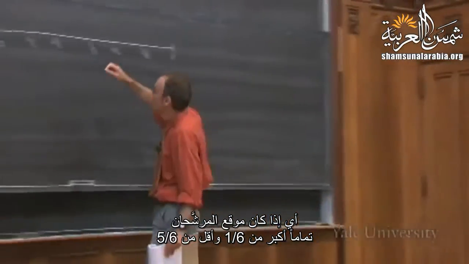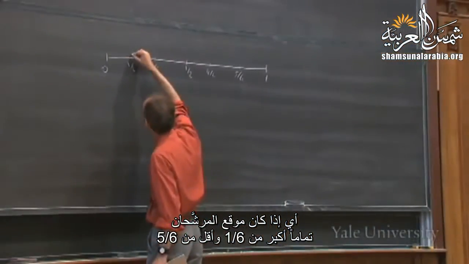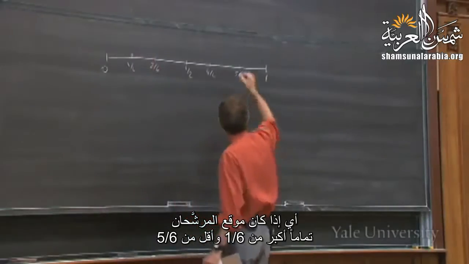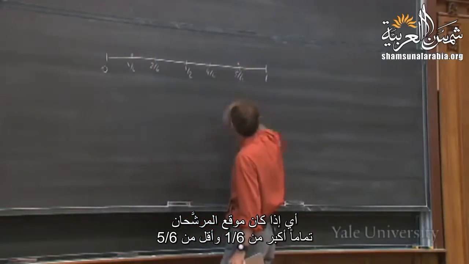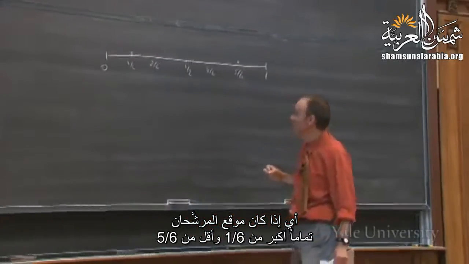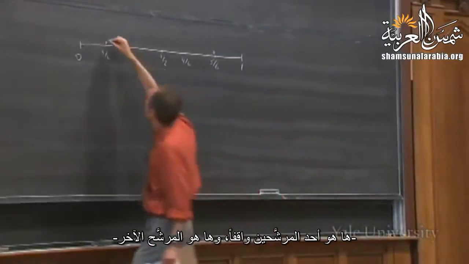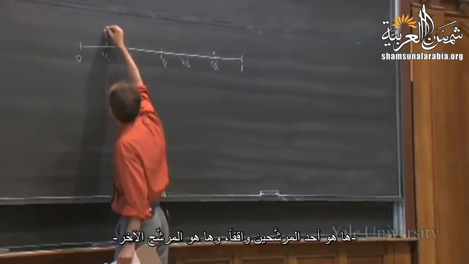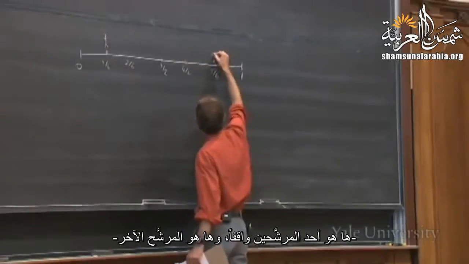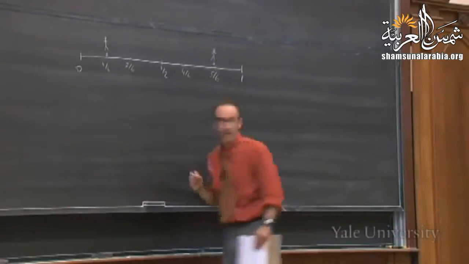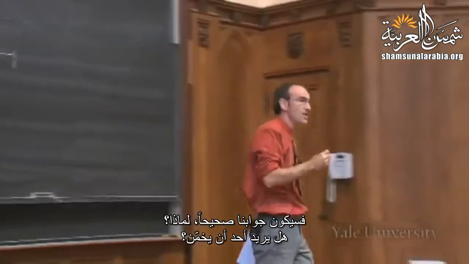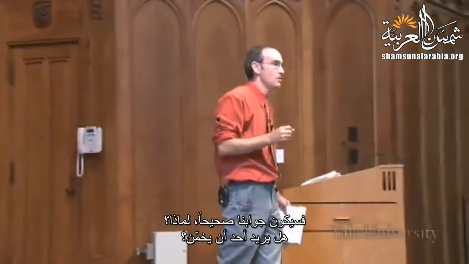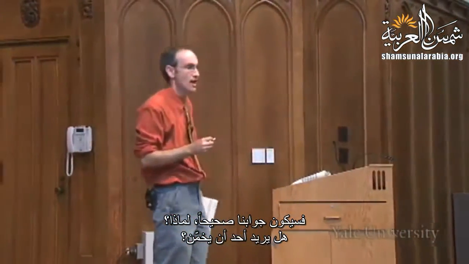All right? So in particular, if the candidates are just inside, I'll put them just there, a sixth, and just inside 5/6, so just more than a sixth and just less than 5/6. Right, so here's one of these candidates who's standing, and here's the other one. Then we'll be okay. Now, why? Why is that the right answer? Anyone want to try a guess?